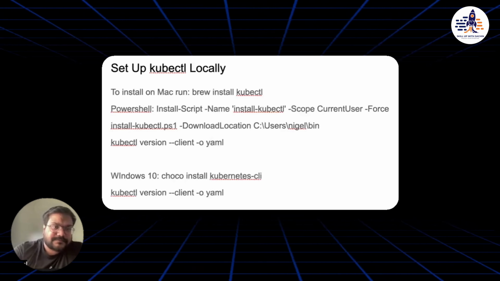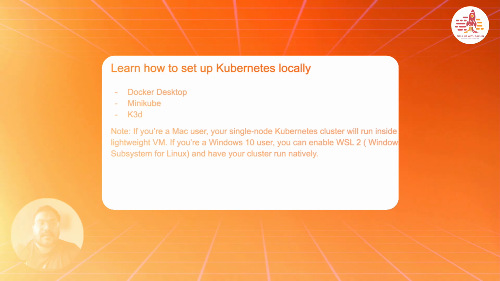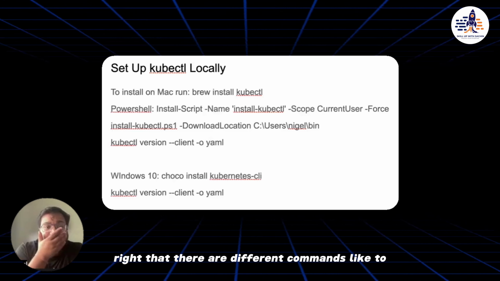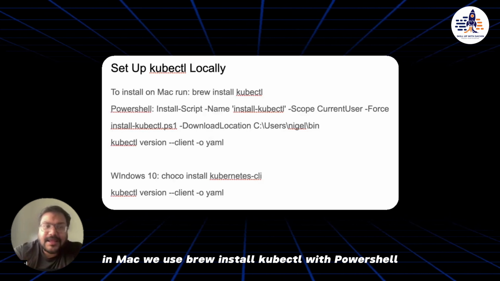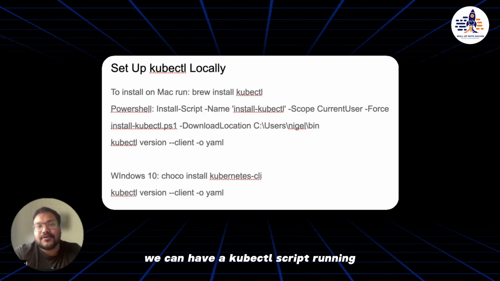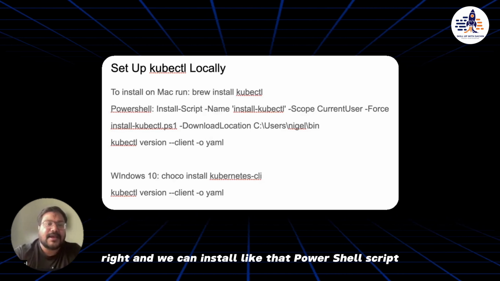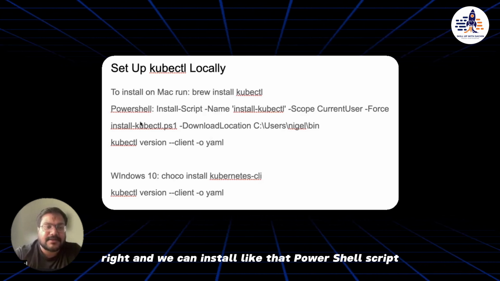Now with this we'll see that there are different commands. Like on Mac we use brew install kubectl. With PowerShell we can run a kubectl script, and we can install it with a PowerShell script like that.